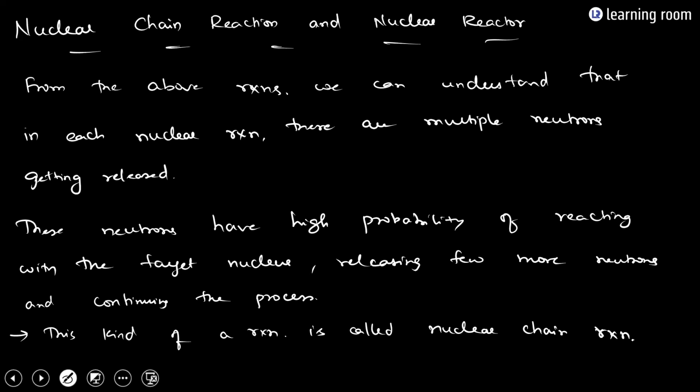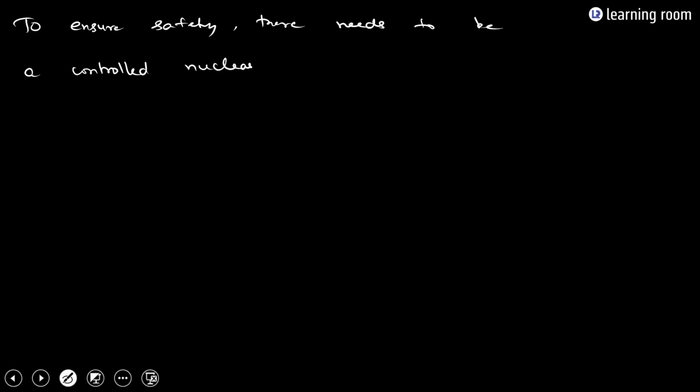Since an enormous amount of energy is going to get released in each process, we need to carry out a controlled nuclear reaction. So to ensure safety, there needs to be a controlled nuclear chain reaction. The device used for it is the nuclear reactor.